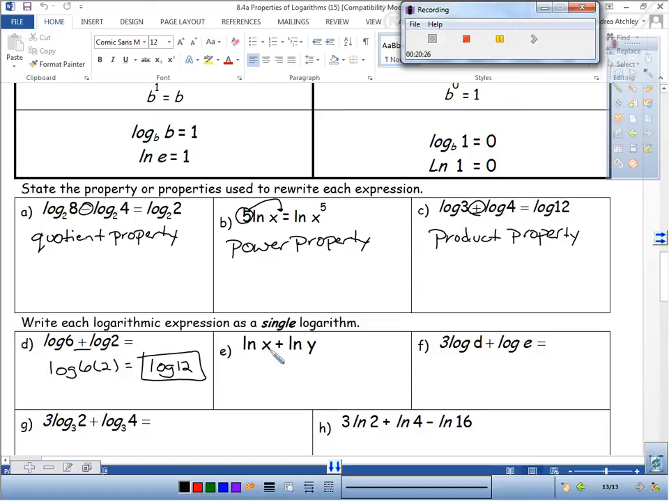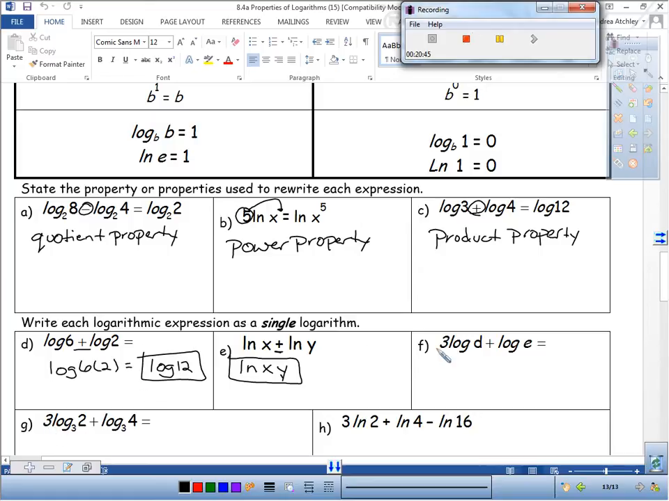Then this one is the ln of x plus the ln of y. Again, the same thing, it's being multiplied. We can multiply that and do ln of x times y. Any questions?